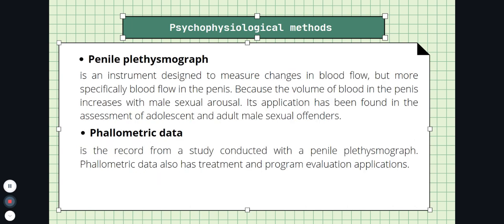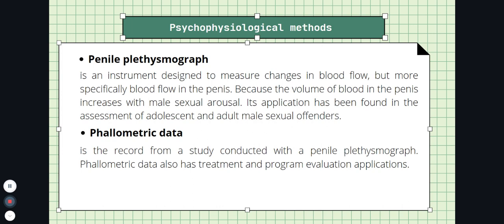So next is the penile plethysmograph. It is also an instrument designed to measure changes in blood flow, but more specifically blood flow in the penis, because the volume of blood in the penis increases with male sexual arousal. Its application has been found in the assessment of adolescent and adult male sexual offenders. In one study, subjects who were convicted rapists demonstrated more sexual arousal to descriptions of rapes and less arousal to consenting sex stories than did control subjects.